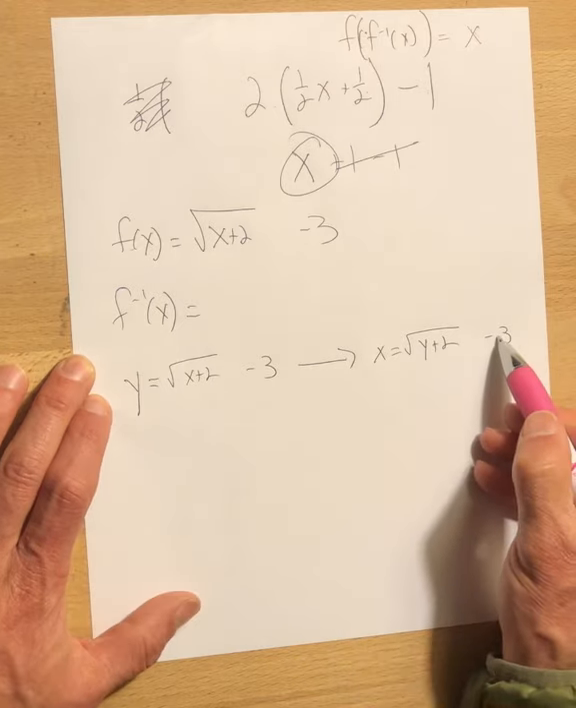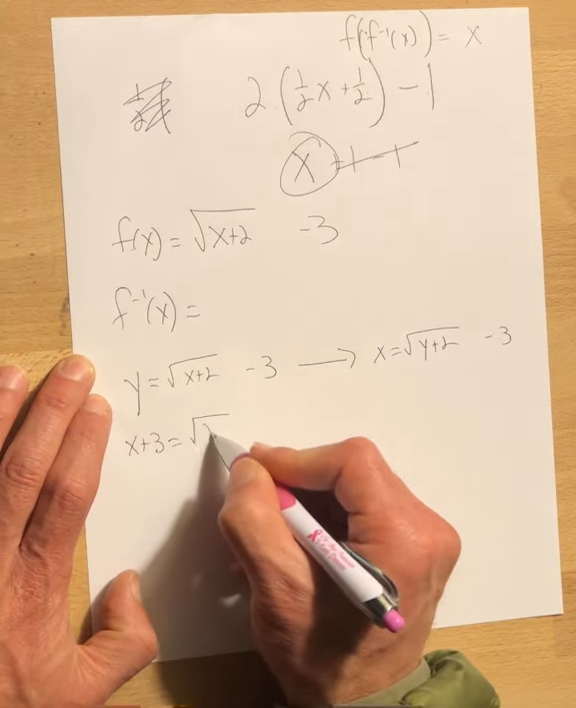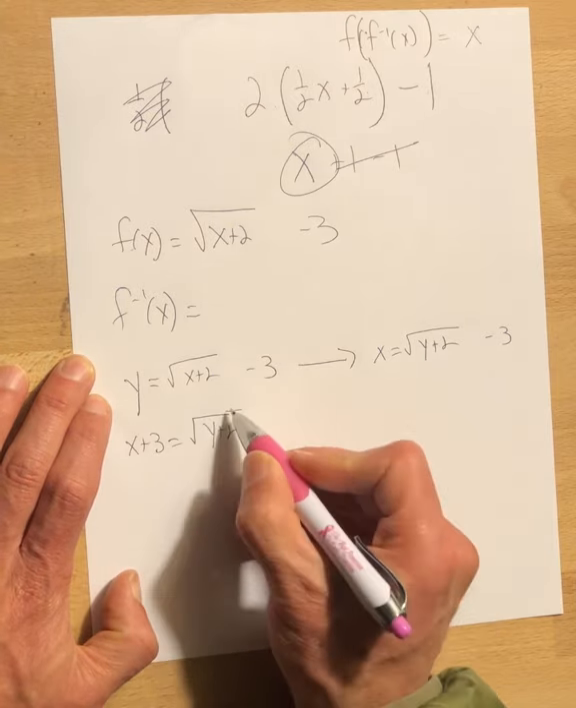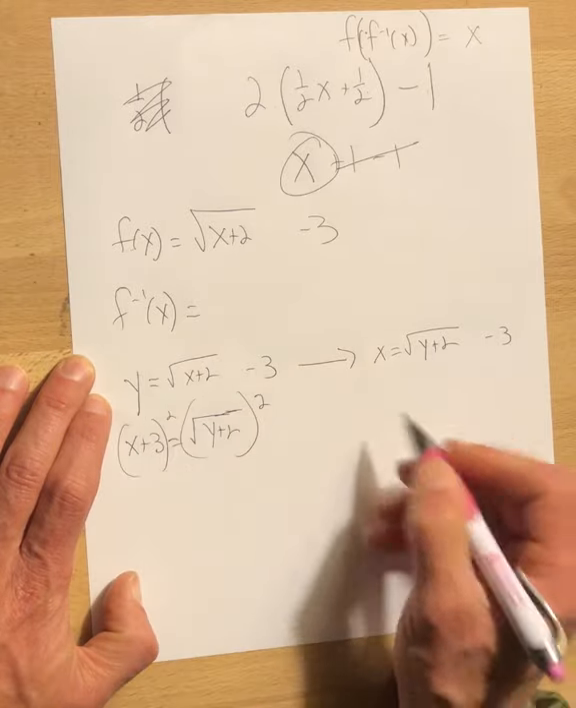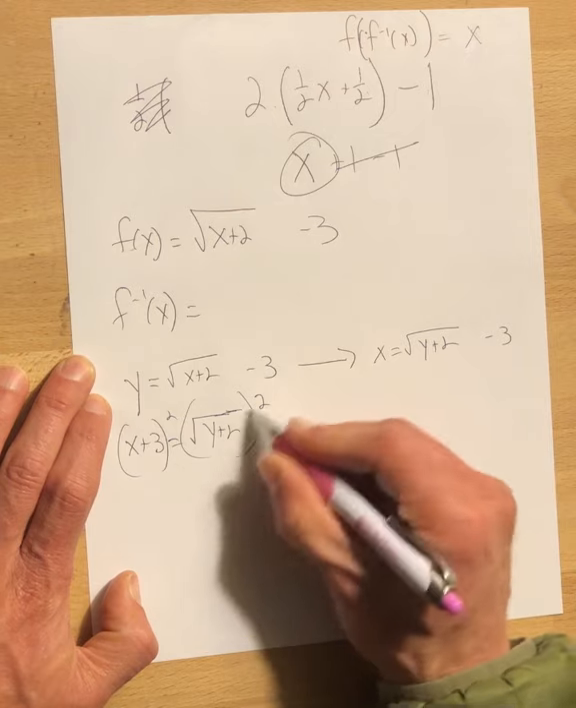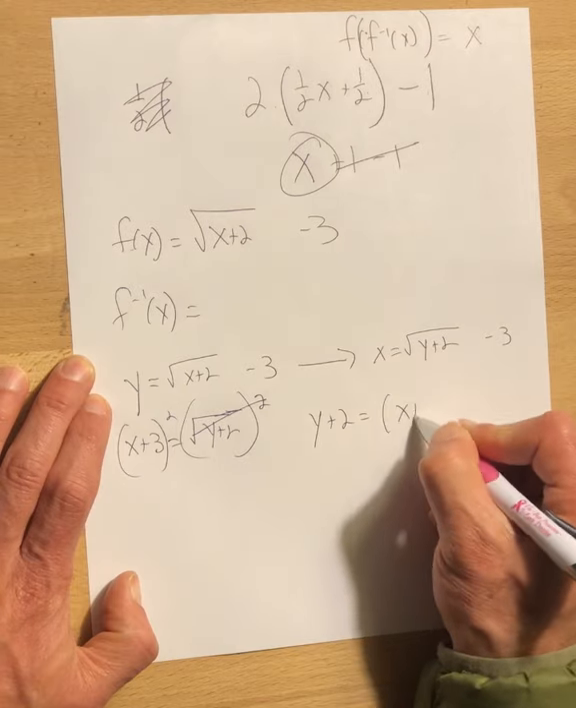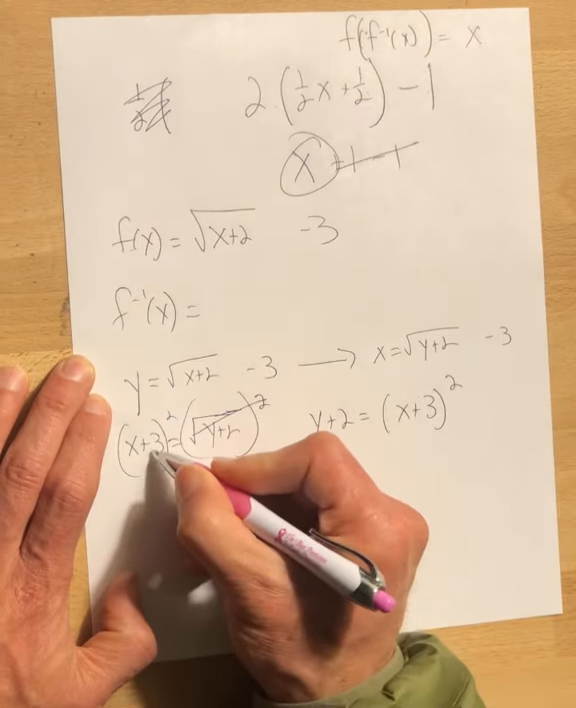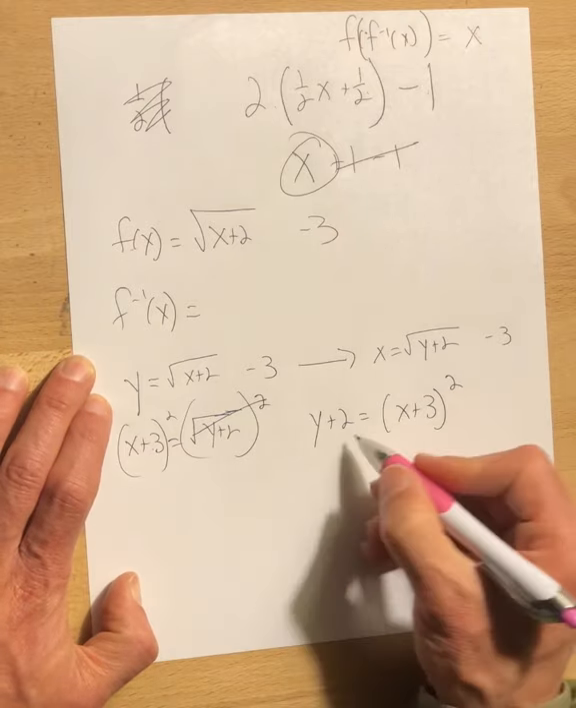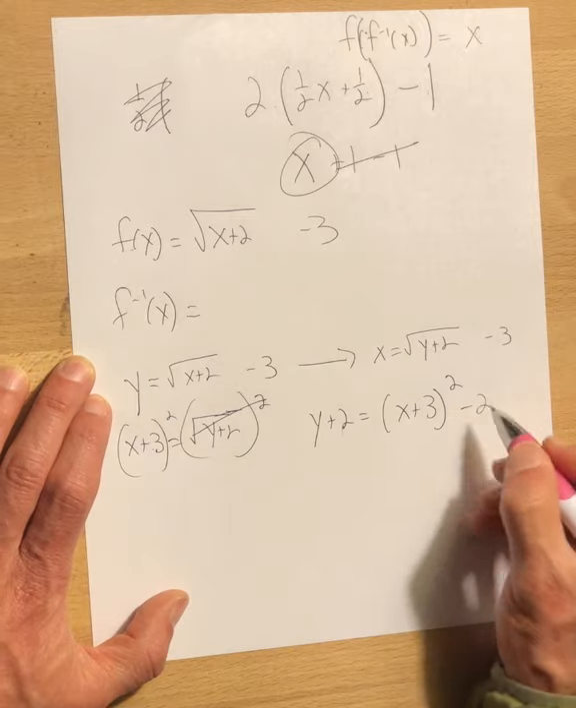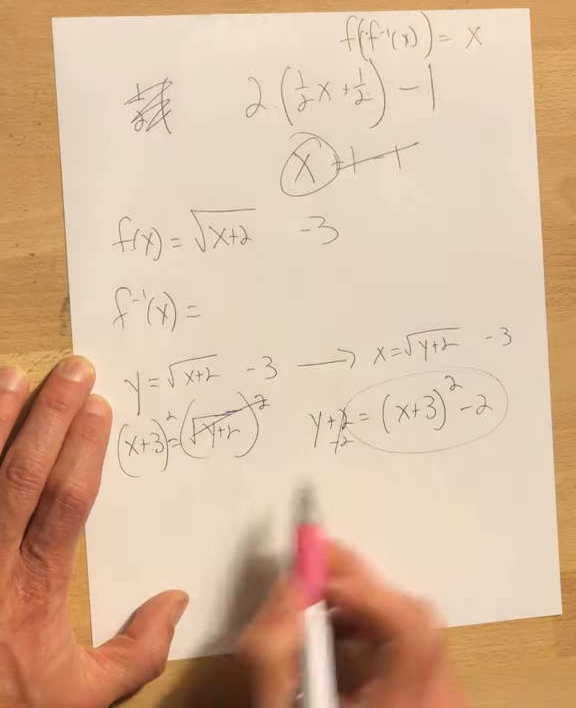There's only 3 steps. First step is add 3. x plus 3 equals root y plus 2. Now, how do I get rid of this? Well, square it. But I have to square this also. So if I square the square root, I have y plus 2 equals the quantity of x plus 3 squared. It's not x squared plus 9. It's the quantity of that, which is going to be x squared plus 6x plus 9, but you don't need to multiply that out. Anyways, move this over, minus 2. And now the inverse is this, because my y is all by itself.